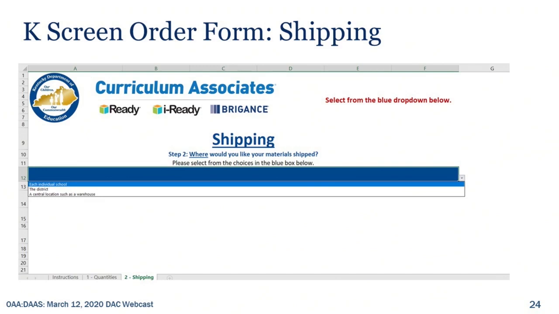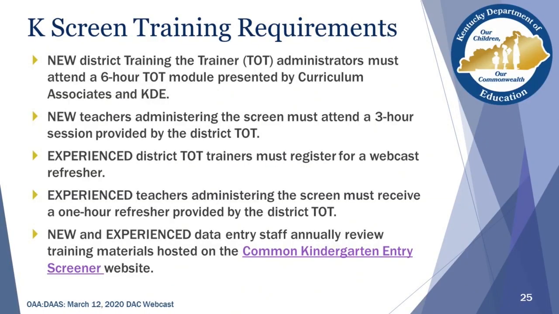So the next tab is the shipping tab. And with the shipping tab, you have 3 options. You can decide whether you want it shipped directly to the school, to the district, or to a warehouse. Now, once you've completed the entire spreadsheet, you need to save it. Once you save the spreadsheet, you will send the completed spreadsheet back to the link that was identified on slide 20. And that is the fulfillment ops slide.